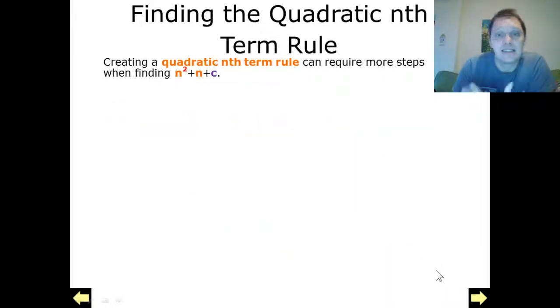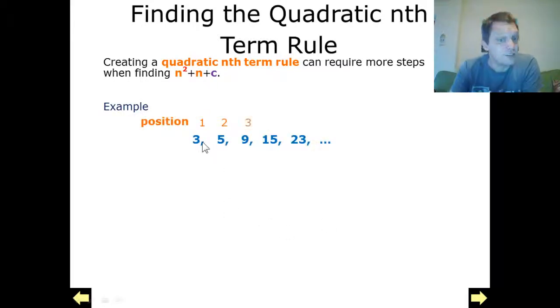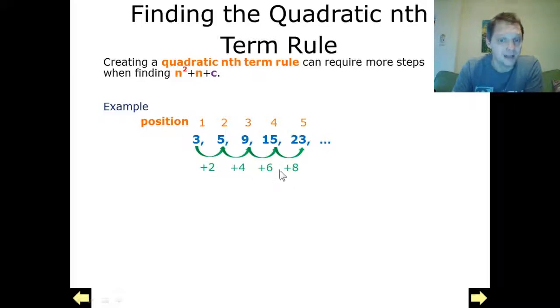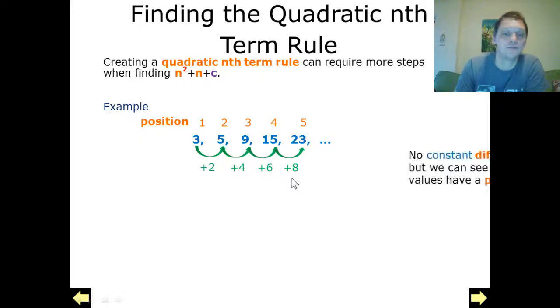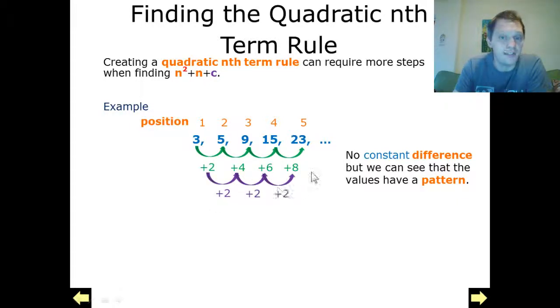Now, they could get a bit more complicated, a bit more involved. Here I've got a different sequence of 3, 5, 9, 15, and 23. As you can see, each time it's not a constant addition. I've got 2, then I'm adding 4, then adding 6, then adding 8. Very similar to the step beforehand, we look at the difference of our difference. Our difference of our difference is constant, plus 2.